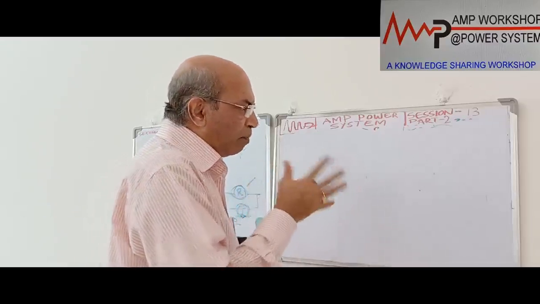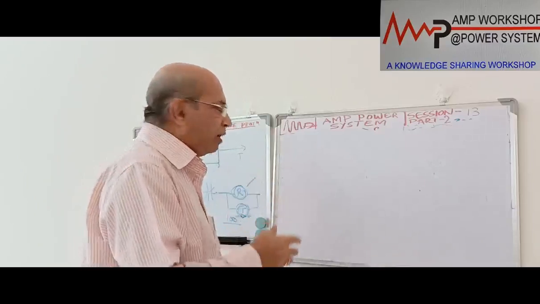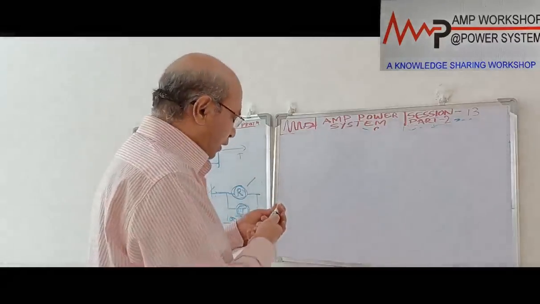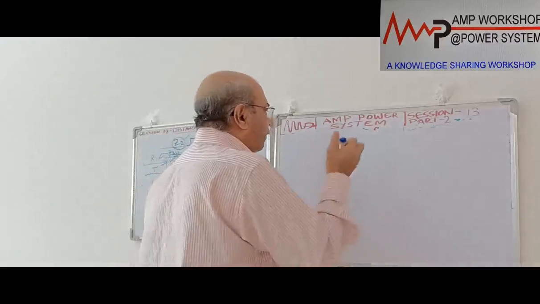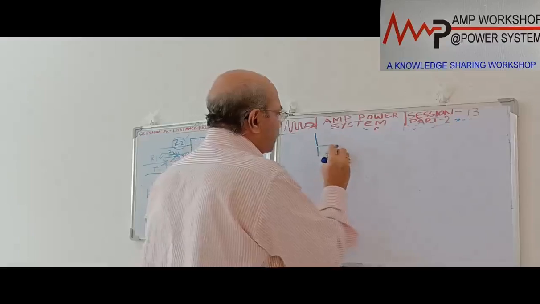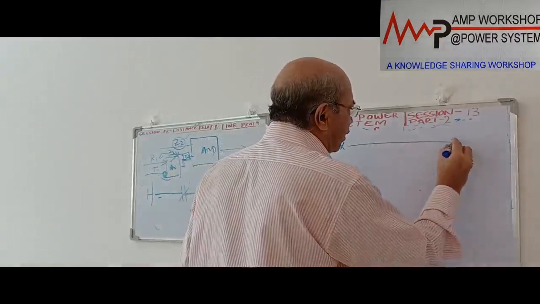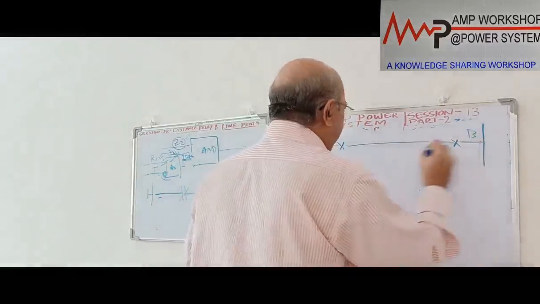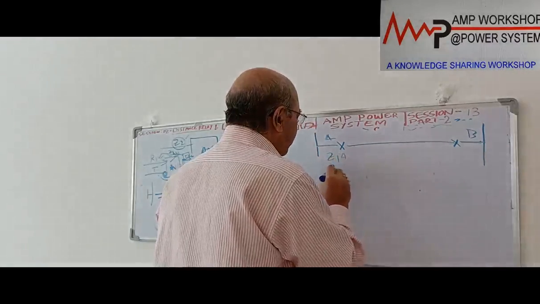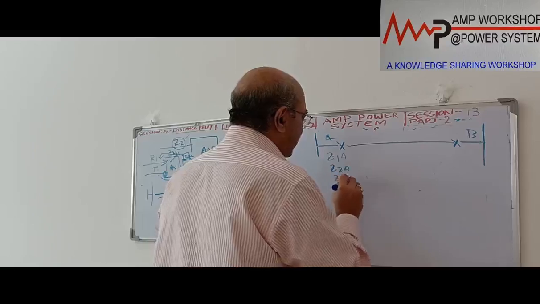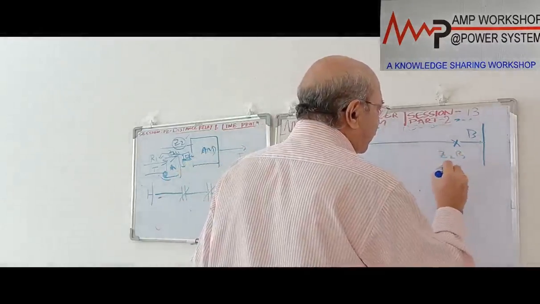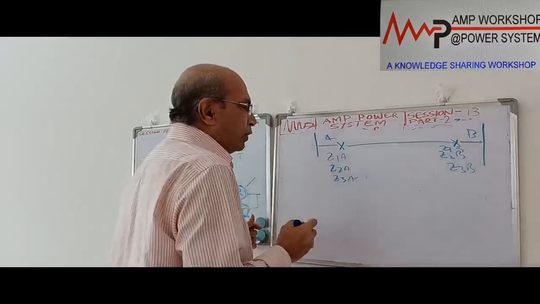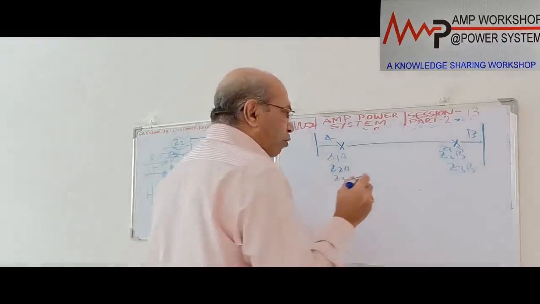Now to compromise between these two, we made a new hybrid scheme. In the hybrid scheme, the permissive scheme is there as well as the blocking scheme is also present. So how is this done? In this hybrid scheme, we use both schemes' features. Suppose this is A station and this is B station. Here are 3 elements Z1A, Z2A and Z3A. Here are 3 elements Z2B, Z1B and Z3B.